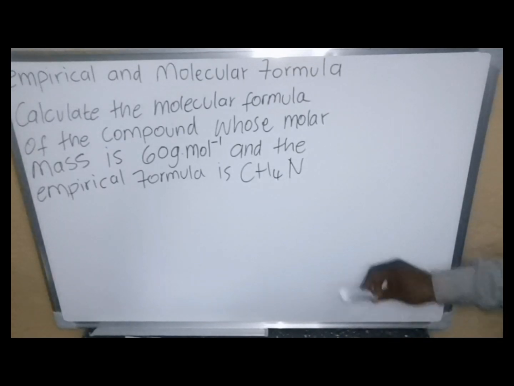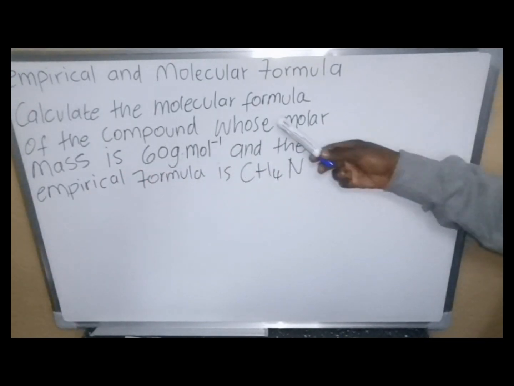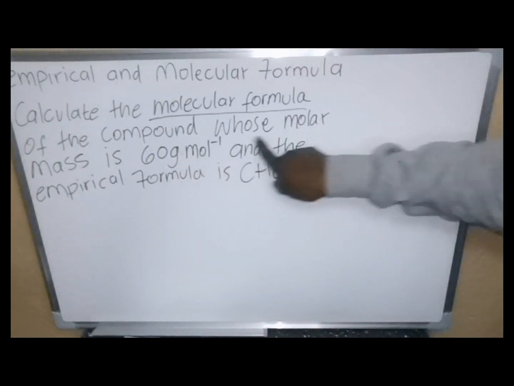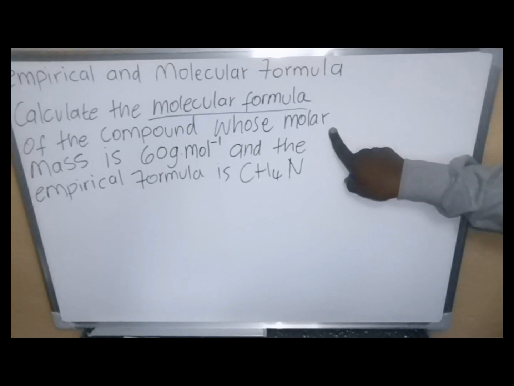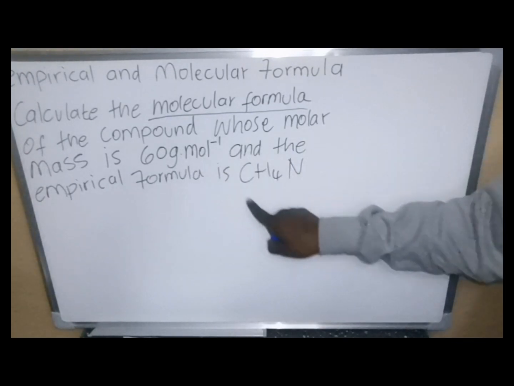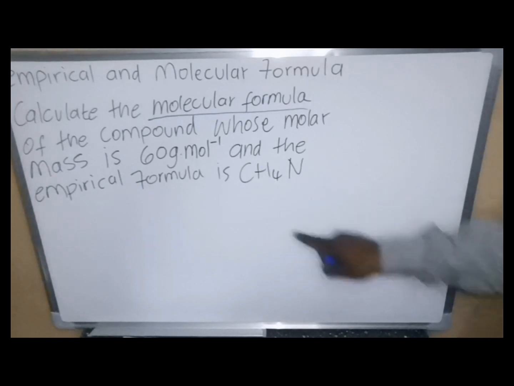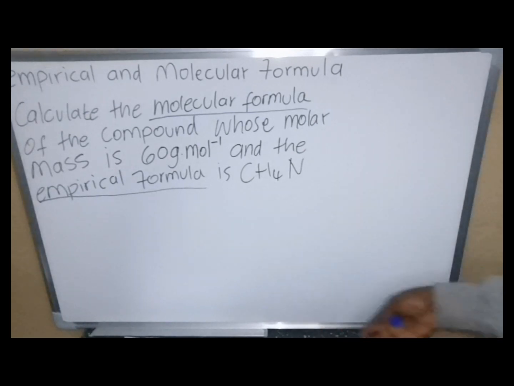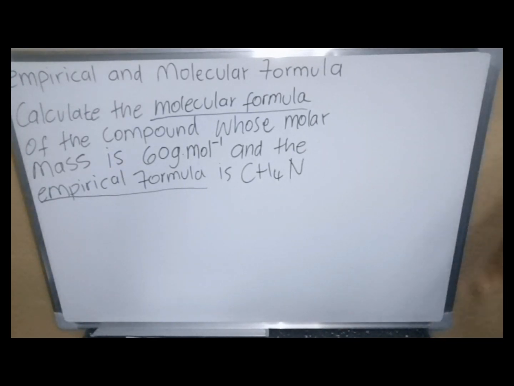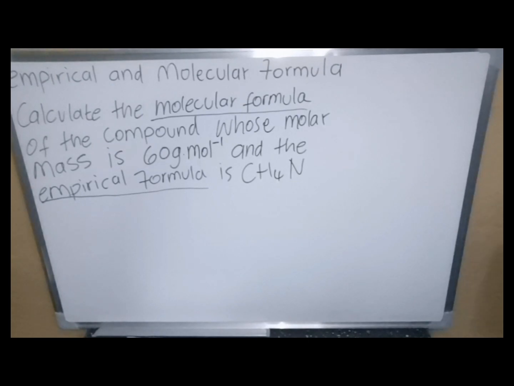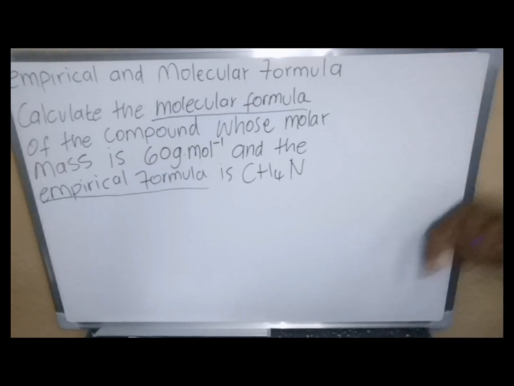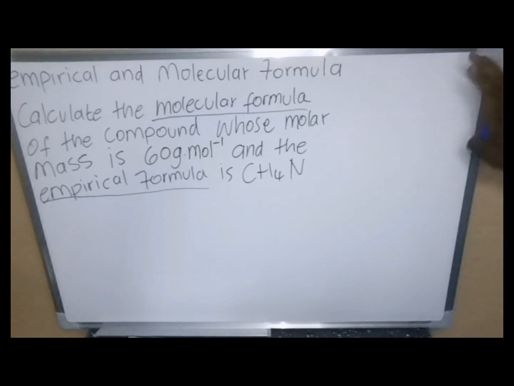The question says, calculate the molecular formula of the compound whose molar mass, very important, is 60 grams per mole, and the empirical formula is given. So we are given the empirical formula in this case. Remember, in the previous videos, we wanted to find the empirical formula. Right now, you must find the molecular formula. We are given the empirical formula. It's very simple, guys.